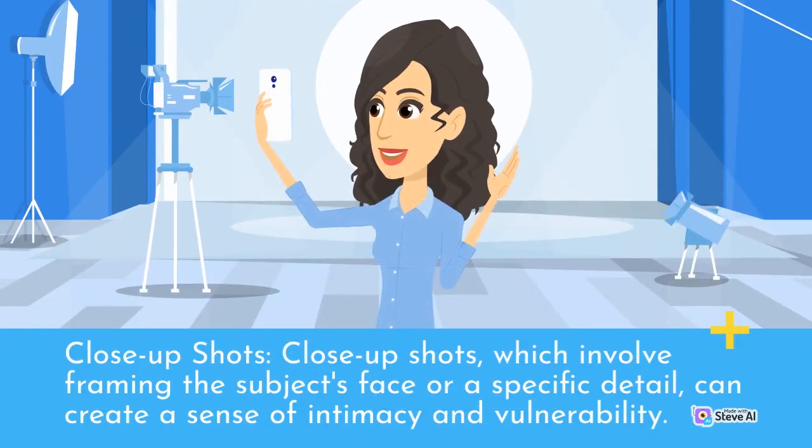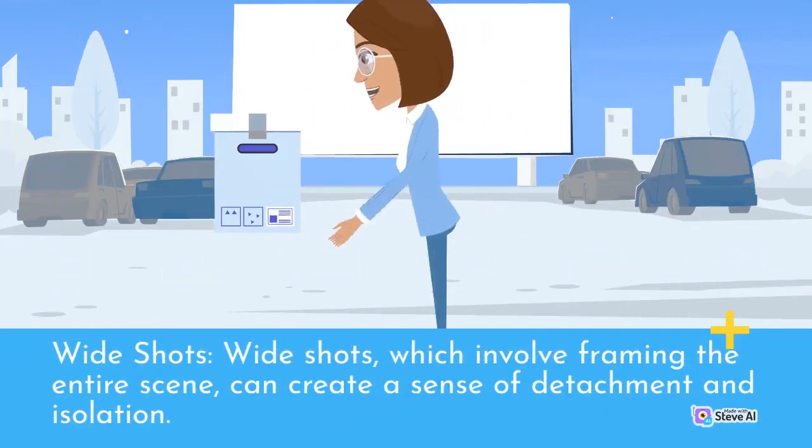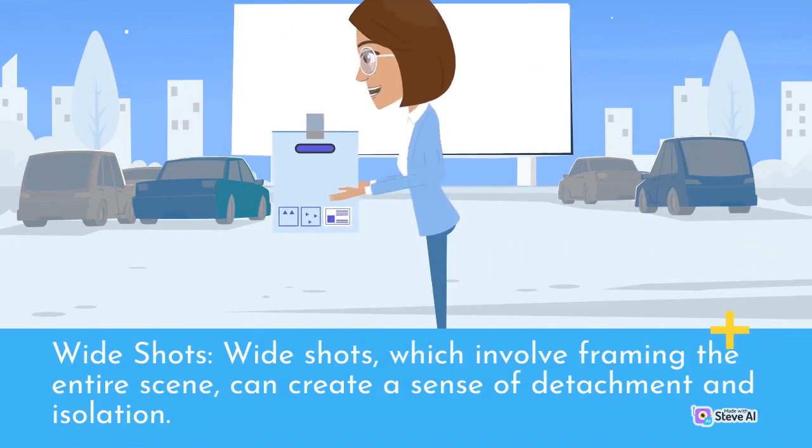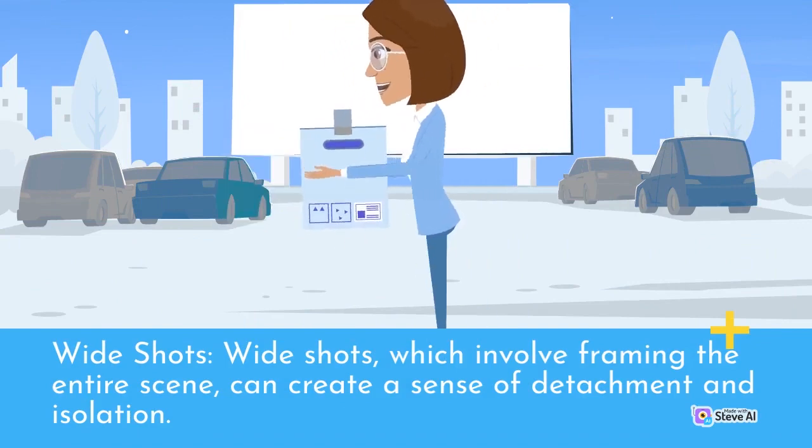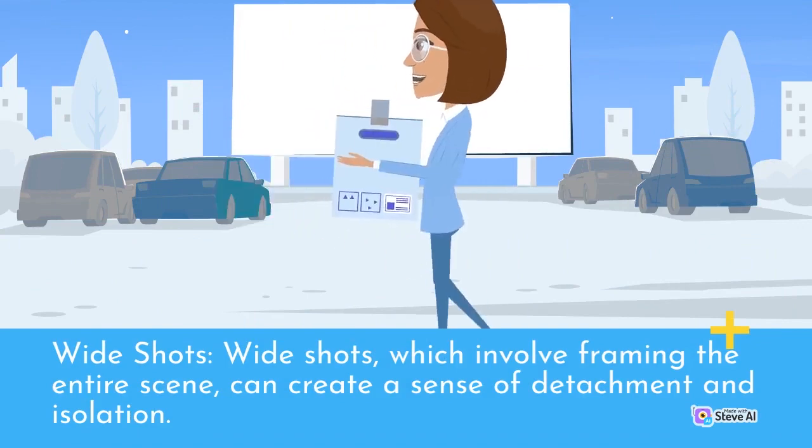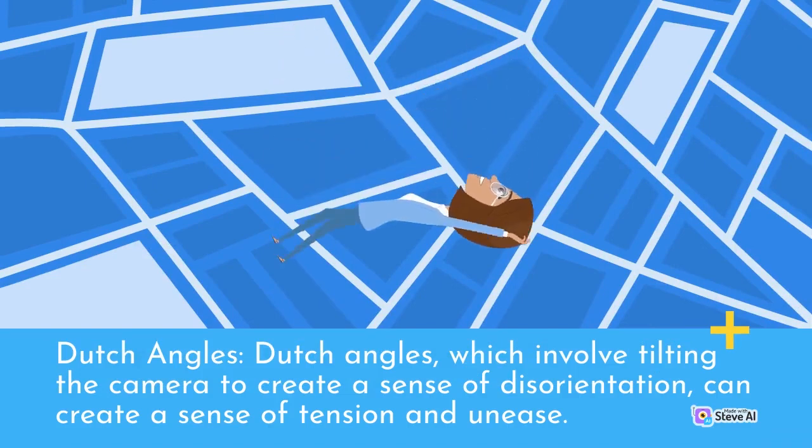Close-up shots. Close-up shots, which involve framing the subject's face or a specific detail, can create a sense of intimacy and vulnerability. Wide shots. Wide shots, which involve framing the entire scene, can create a sense of detachment and isolation. Dutch angles. Dutch angles, which involve tilting the camera to create a sense of disorientation, can create a sense of tension and unease.